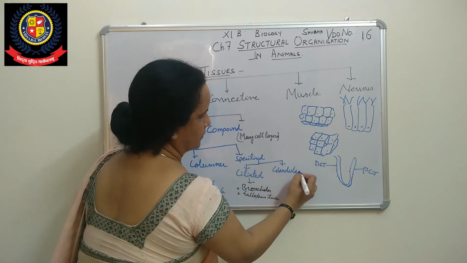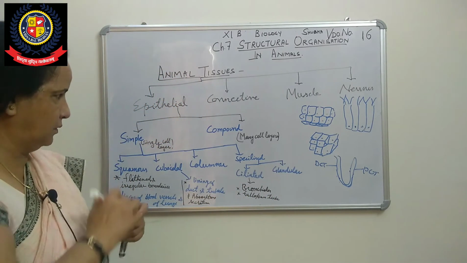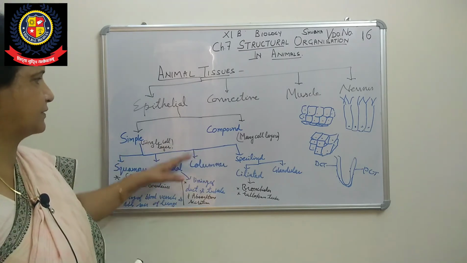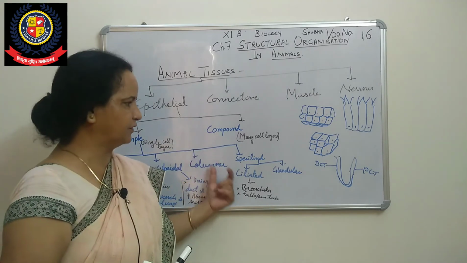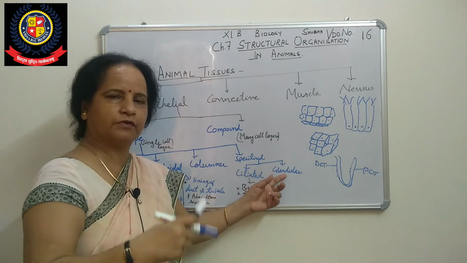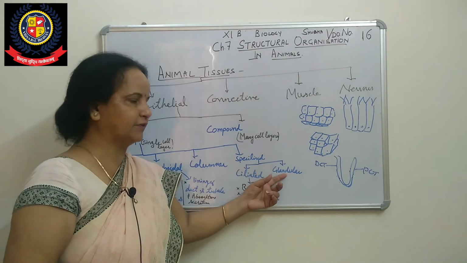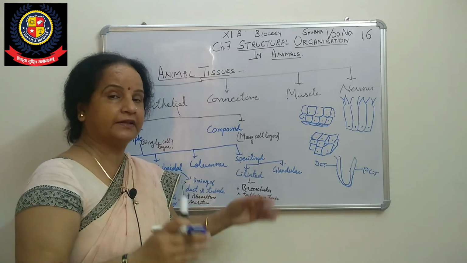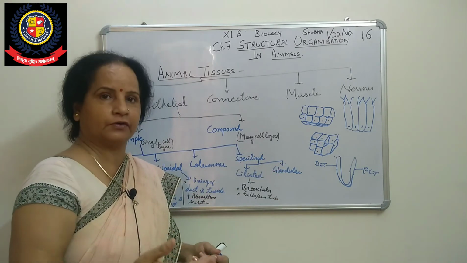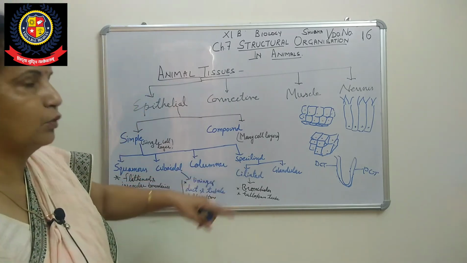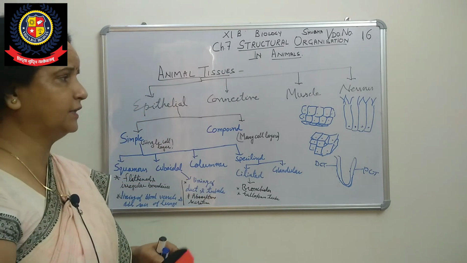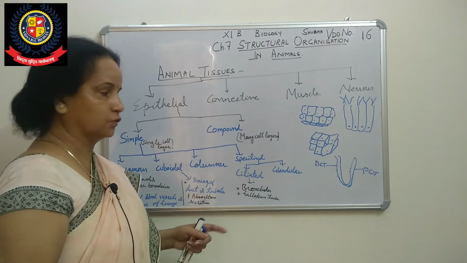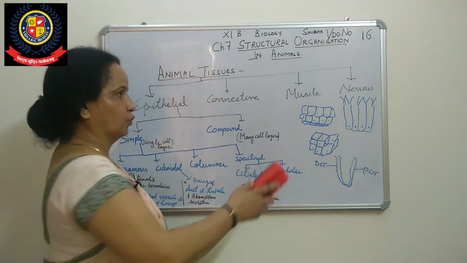Glandular. Sometimes these cells are converted into glands and secrete some substances. Their function is secretion. Those are called glandular epithelial tissue. When any epithelial tissue is meant for secretion, it is called glandular tissue.